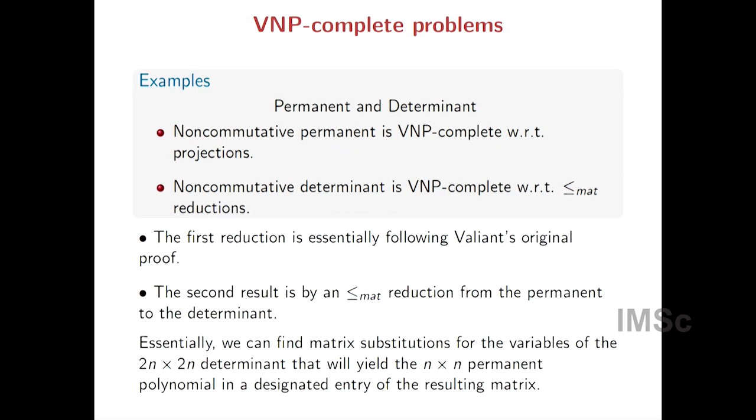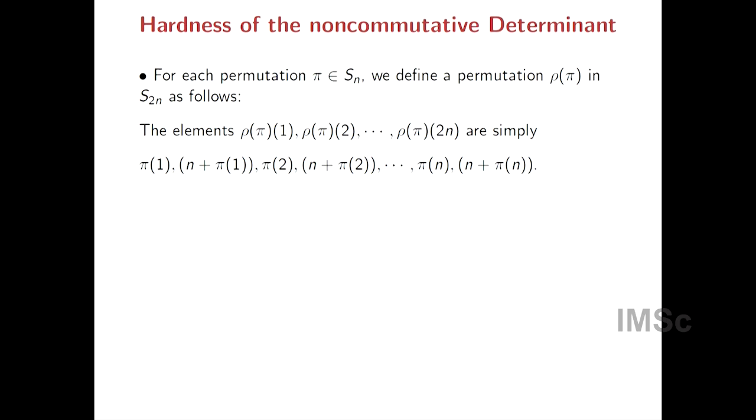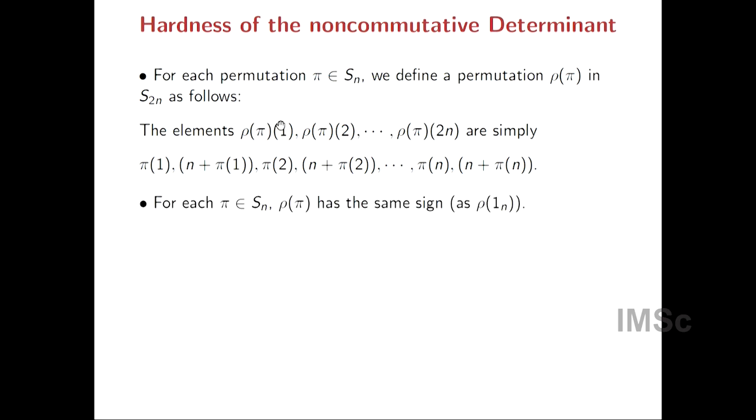So, it turns out that we can reduce the permanent polynomial to the 2n by 2n determinant polynomial in the non-commutative world. And the idea is very simple. We will only look for certain very nice permutations. So for every permutation pi in Sn, we will define a permutation in S2n which looks like this.